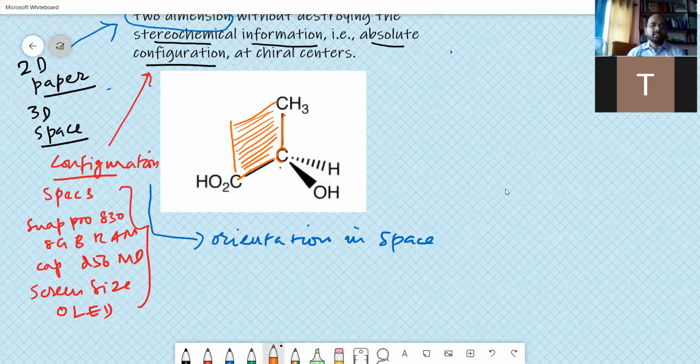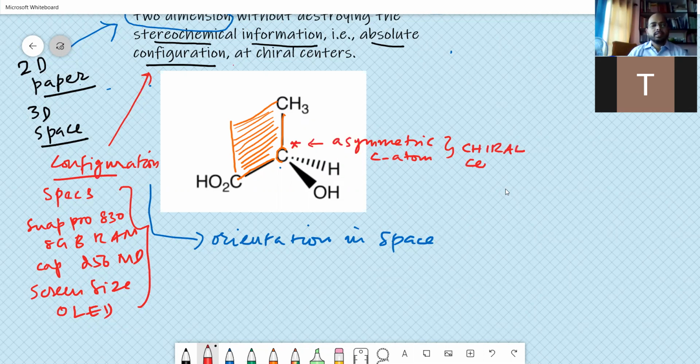Right? This is the carboxylic acid group, this is the methyl group, this is hydrogen, and this is the hydroxyl group. Because there are 4 different atoms attached, we call it the asymmetric carbon atom, also known as the chiral center. Information 1 is orientation in space. Information 2 is chiral center. Information 3 is the planes. So this is one particular plane. This plane can extend like this.